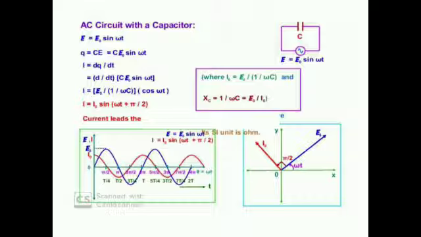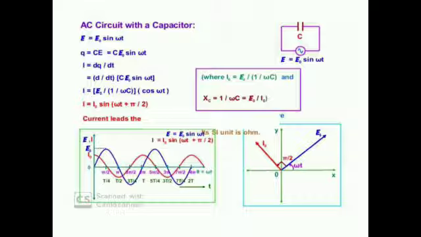Now the potential difference across the capacitor plates is E. Then E is equal to Q by C. Q is equal to C into E, where E is the applied EMF. Now i is equal to dq by dt. So i is equal to d by dt of C E naught sin omega t. So differentiating that equation gives i equal to E naught by 1 by omega C into cos omega t.